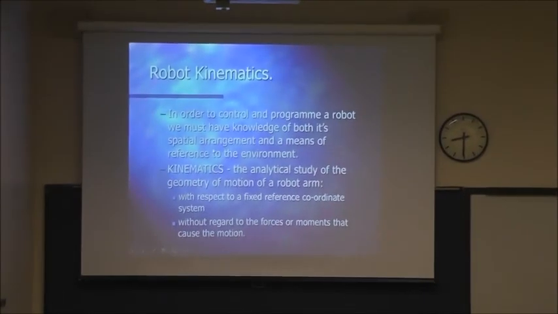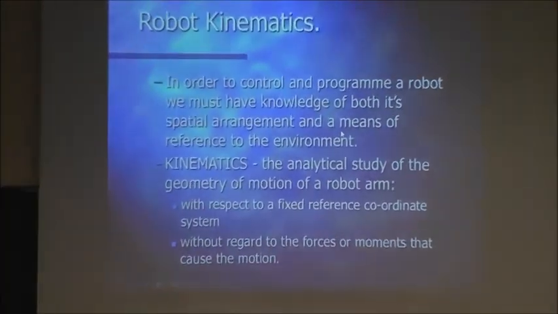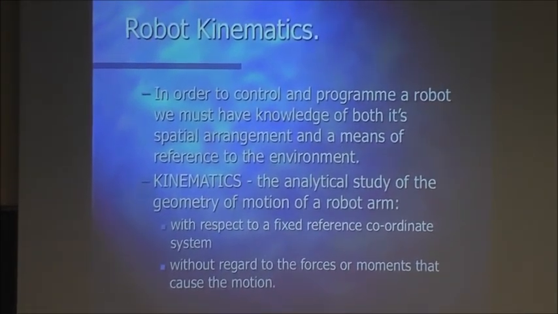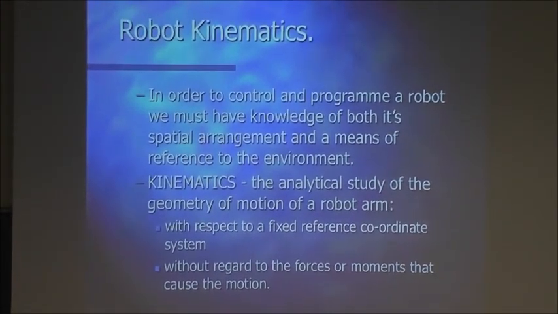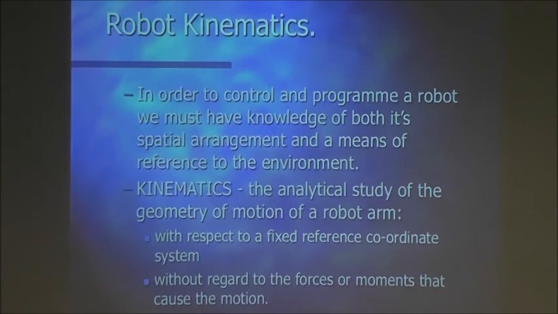20 years ago, that was the only robot system we had. Now we have many. Controlling a quadcopter or unmanned aerial vehicle or a drone, that's huge. It's highly nonlinear model. So, in order to control and program a robot, we must have knowledge of both its spatial arrangement and a means of reference to the environment. Every joint of the robot has to know where it is with respect to a reference point, an XYZ origin, okay, where we call it 0.